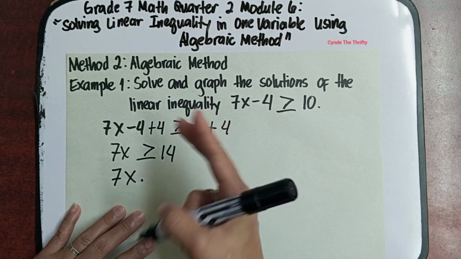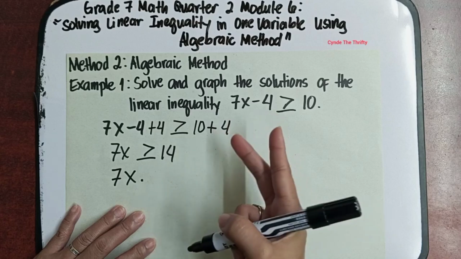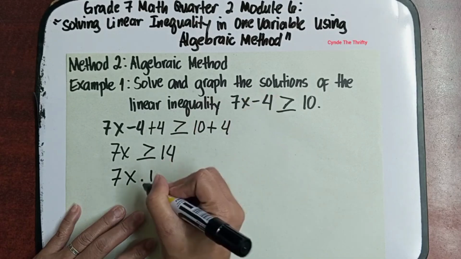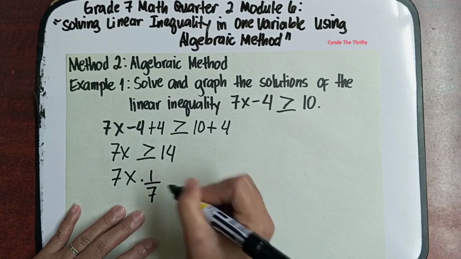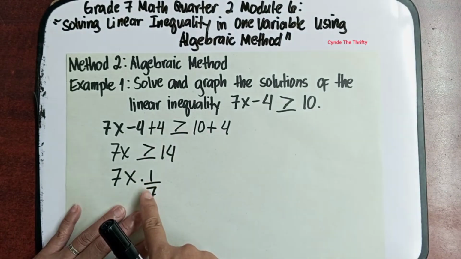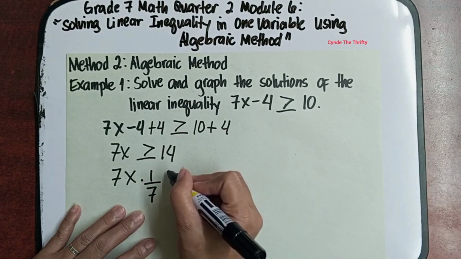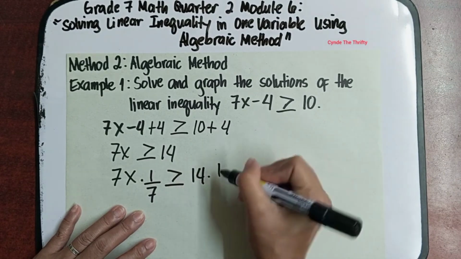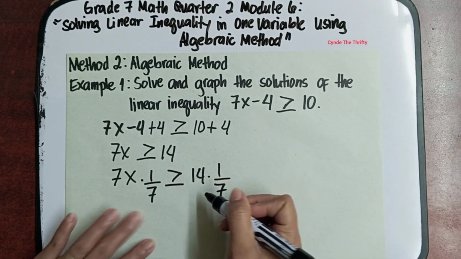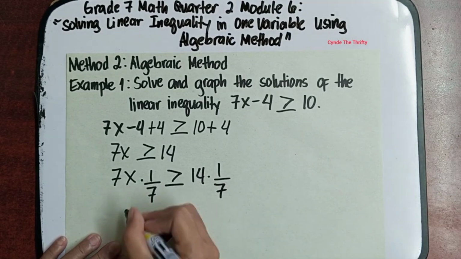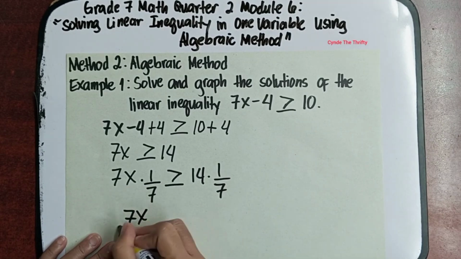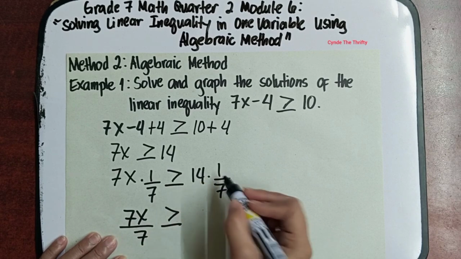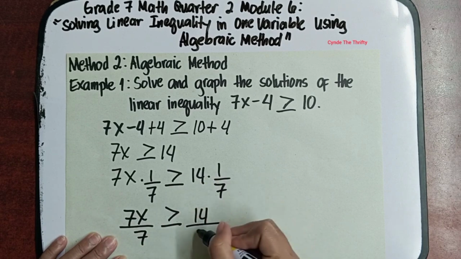Ito yung ating multiplication property of inequality kanina. I-multiply natin sa kanyang reciprocal. Okay, multiplied by 1 over 7. At dahil nag-multiply tayo dito na side, i-multiply din natin ang kabilang side. So, 14 multiplied by 1 over 7. So, 7x times 1 is equal to 7x over 7 is greater than or equal to 14 times 1 is equal to 14 over 7.